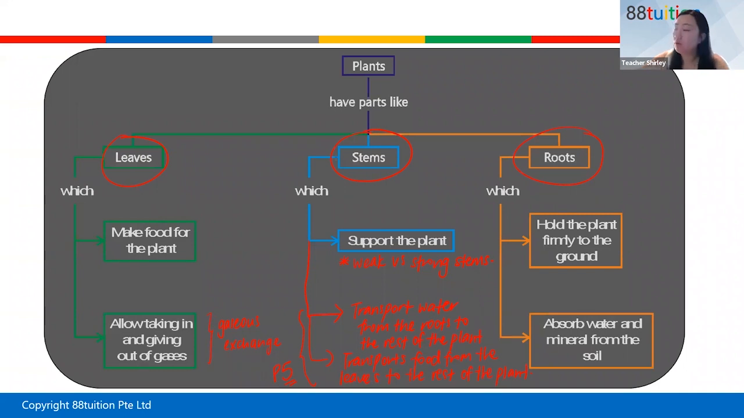So last part, there are 3 parts which you need to know: the leaves, the stems. The last one will be the roots. Same thing for the roots, there are 2 functions to it. The roots hold the plant firmly to the ground. The roots also absorb water and minerals from the soil. So hold the plant firmly means that it has widespread roots whereby it helps to clasp onto the soil, and then the plant will be firm in the ground, rooted in the ground. Then another function, of course, is to absorb water and minerals from the soil.